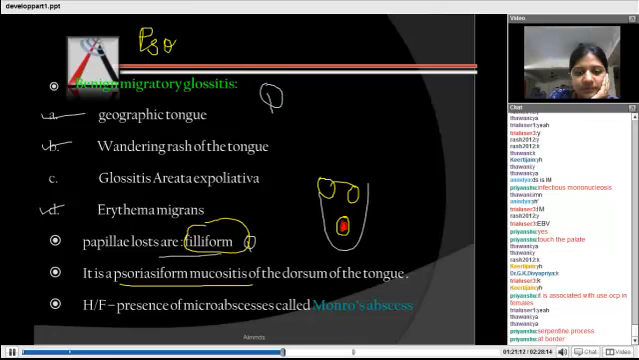What do you mean by psoriasiform? Like psoriasis. That's what it means. Like psoriasis. Now, when it comes to what is included in the psoriasiform lesions, we have three conditions which come under psoriasiform. First is your benign migratory glossitis.